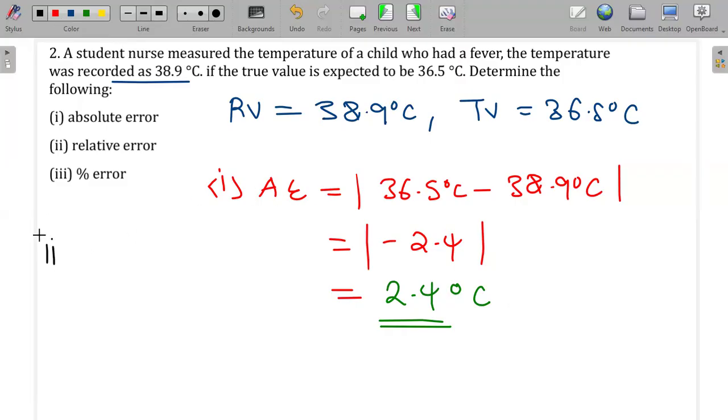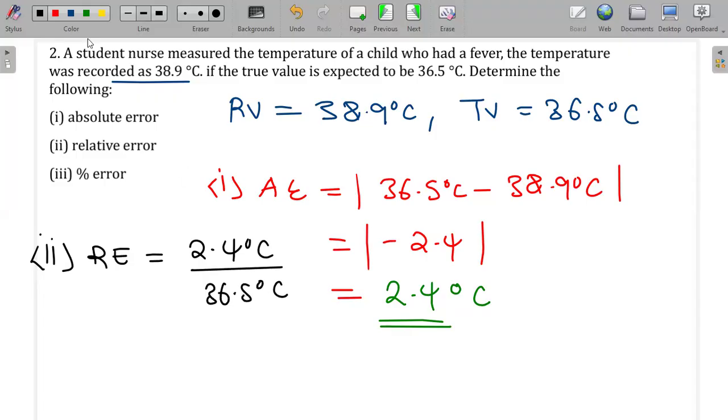We can now do the relative error. So the relative error, we just said it's what? The absolute error, which is 2.4 degrees Celsius divided by the true value, which is 36.5 degrees Celsius. Here we notice that the degrees Celsius, or any units that you have, are actually going to cancel out. So I just have 2.4 divided by 36.5.